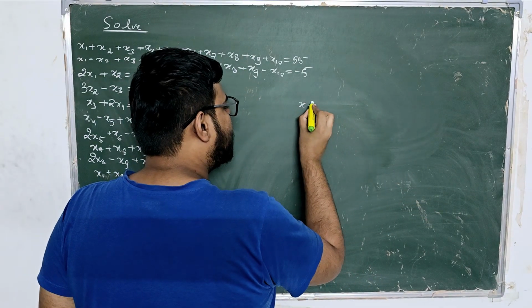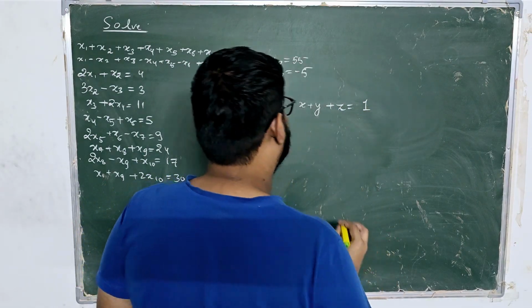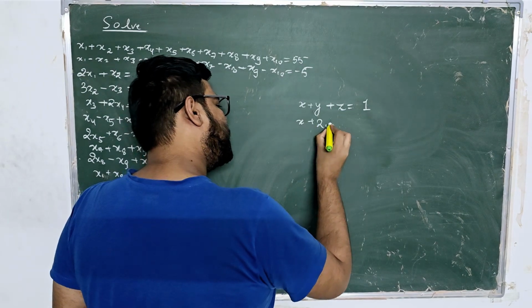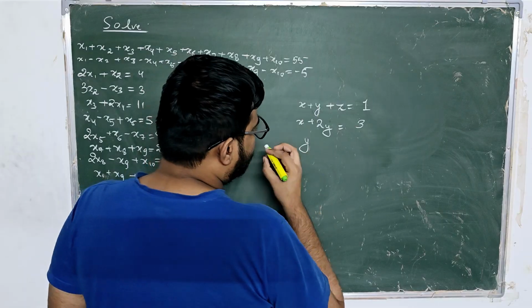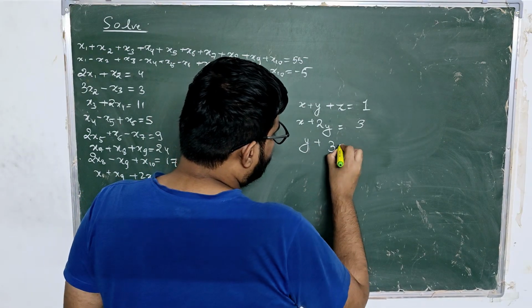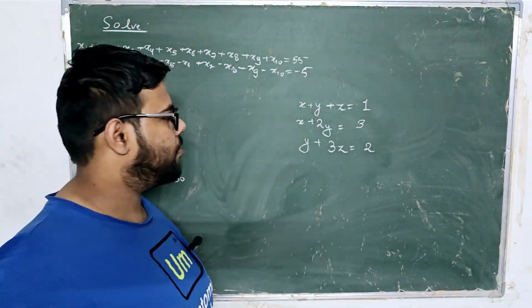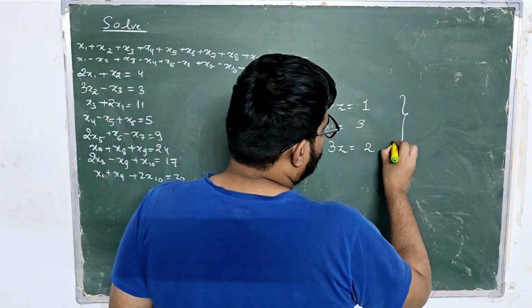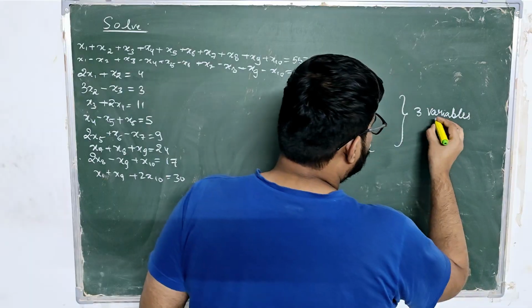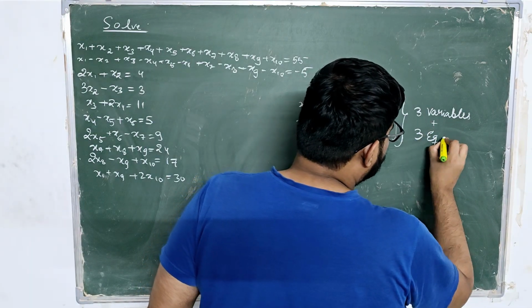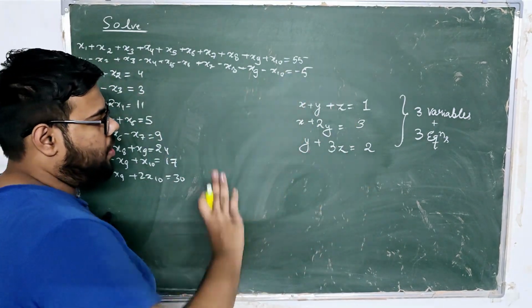Suppose you have x plus y plus z is equal to 1, x plus 2y is suppose 3 and y plus 3z is equal to 2. Let's assume this is the system of linear equations. So over here we have three variables plus we have three equations, right? Correct?